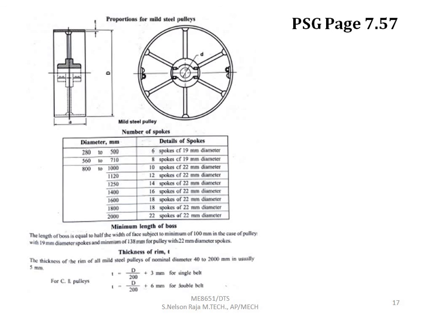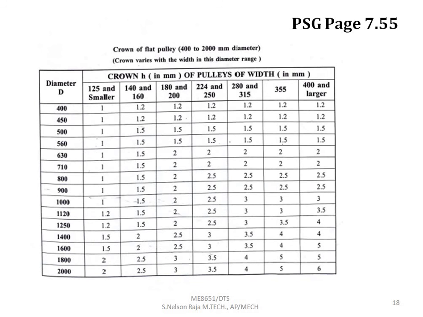Similarly, for the mild steel pulley, we have to refer to PSG page number 7.57. For the mild steel pulley, we have to find the number of spokes, minimum length of boss, and thickness of rim. All three basic parameters are available on PSG page number 7.57. And similarly, the last condition, the crowning effect. When you refer to PSG page number 7.55, this table will be available. Based on the large pulley diameter, capital D, we have to select the crowning height, H value. The H value is available on PSG page number 7.55.